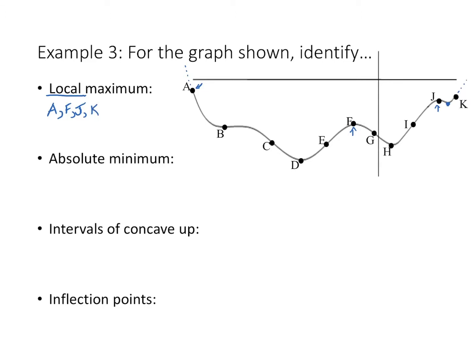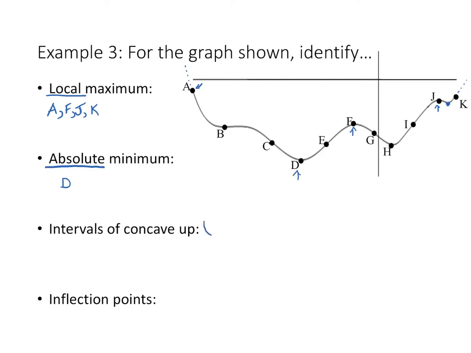The second thing it wants us to find is the absolute minimum. Absolute means it has to be the lowest point on the entire graph. There's only going to be one of them. If we look at the graph, it looks like the lowest point is D, so that would be my absolute minimum. Intervals of concave up.